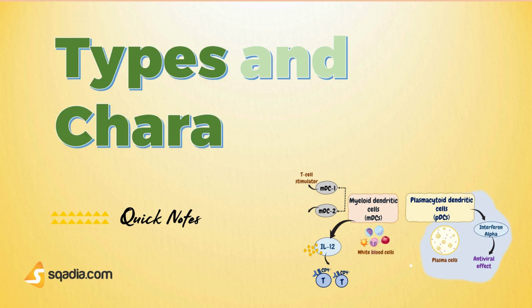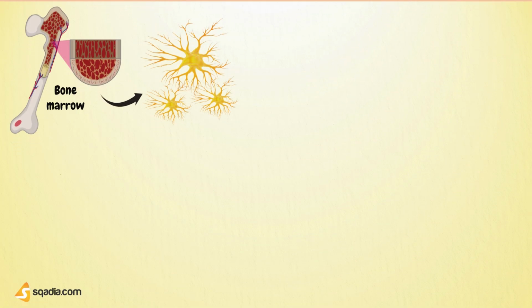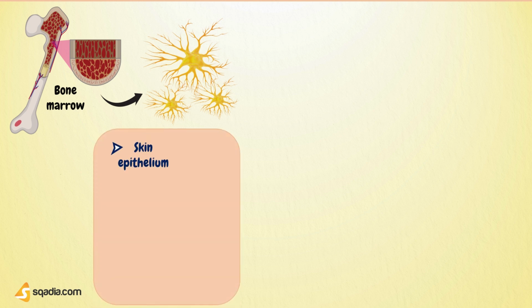So, what are these dendritic cells? Dendritic cells are bone marrow-derived cells that are found in almost all tissues. But majorly, these dendritic cells are found in those tissues that have direct contact with the outside environment, such as skin's epithelial cells and the mucosal lining of the nose, lungs, and GIT.